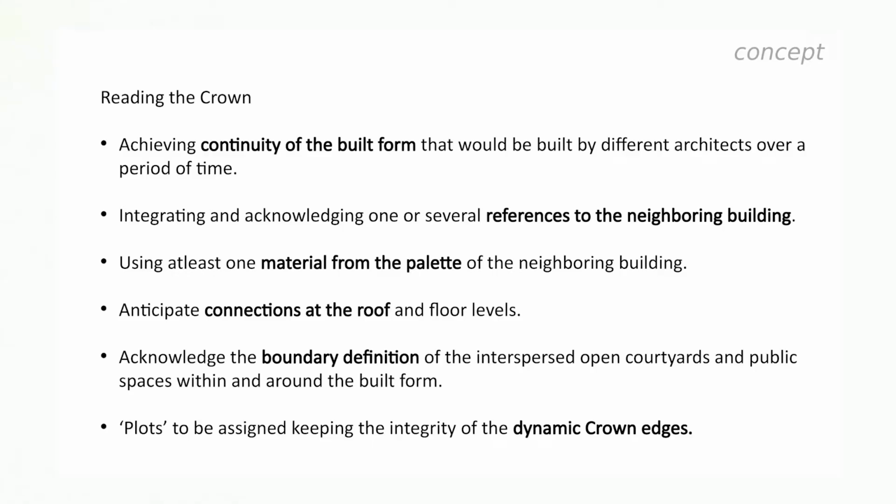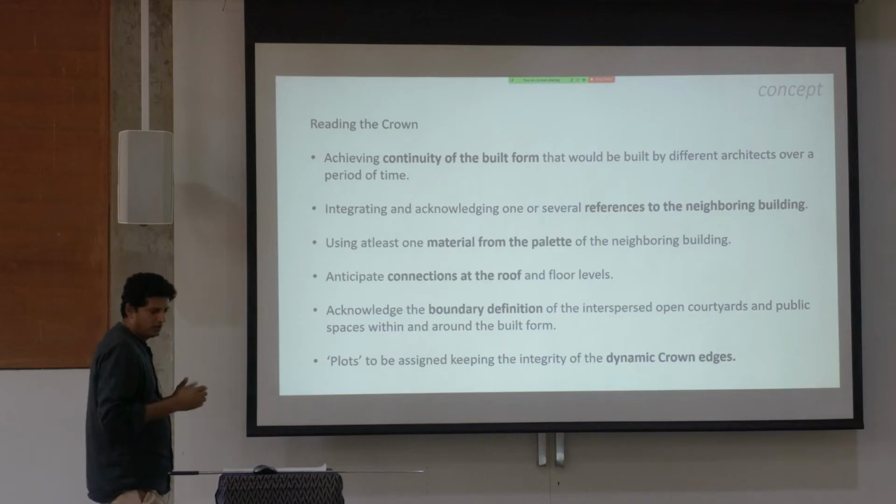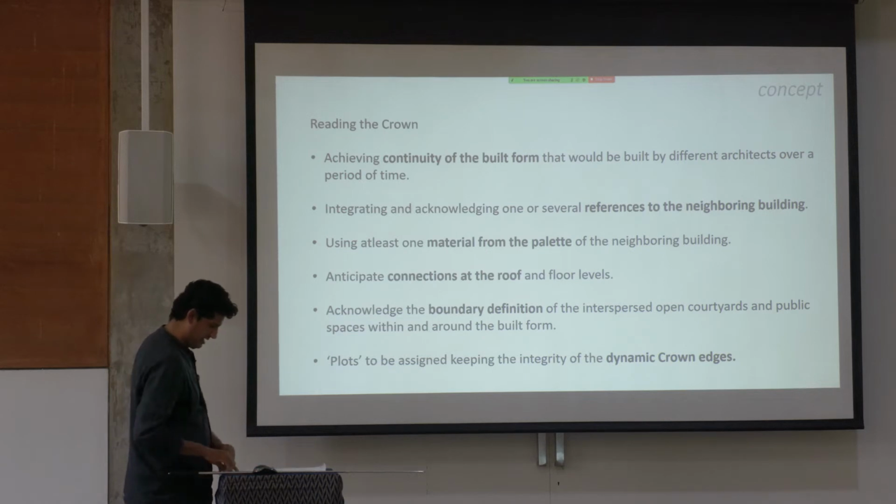Connections at the roof, that's pretty obvious when you look at it. It looks like it's all connected. Boundary definition, dynamic crown edge. So this is what we got when we looked at it.